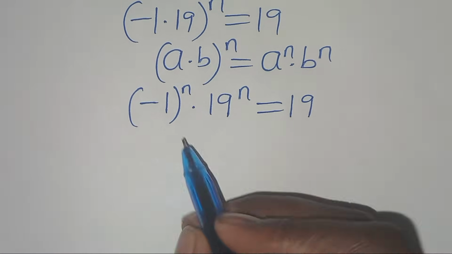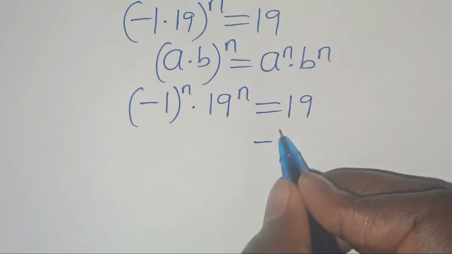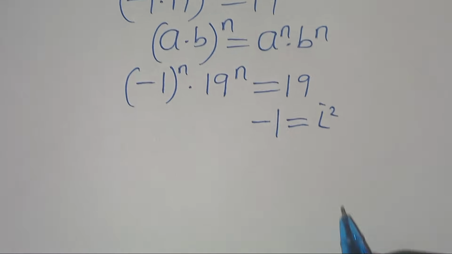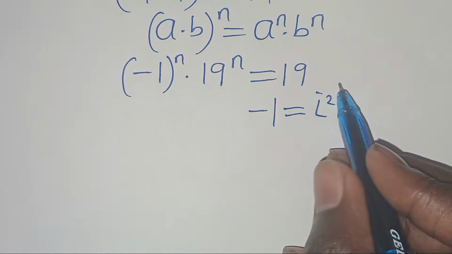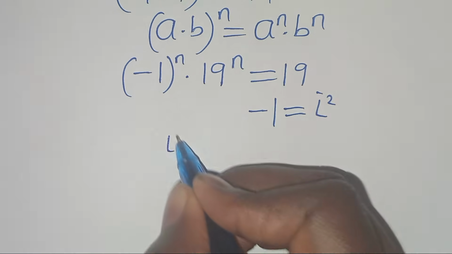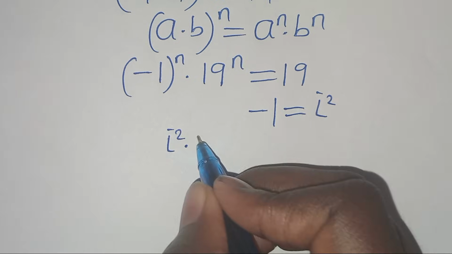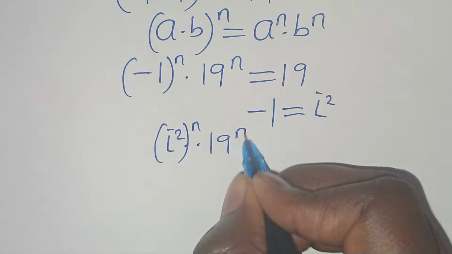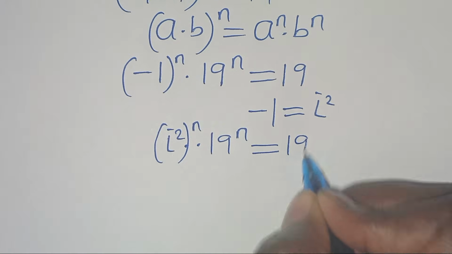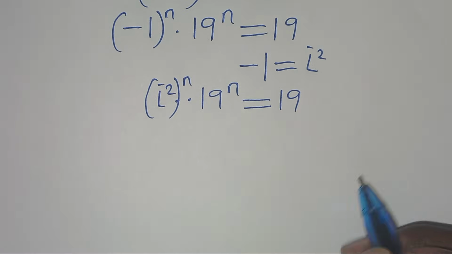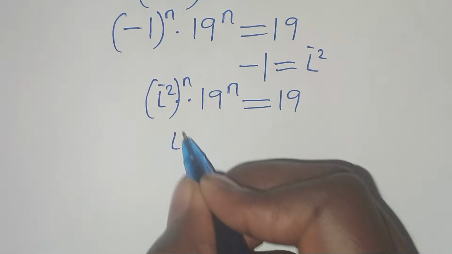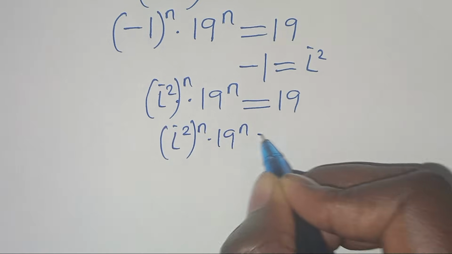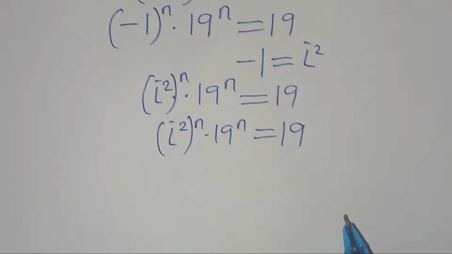Now, we can express minus 1. Minus 1, this is the same thing as i squared. So let's substitute minus 1 with i squared. So we have i squared, this is raised to the power of n, times 19 to the power of n. This is equal to 19. Now, here we have i squared raised to the power of n times 19 to the power of n. This is equal to 19.